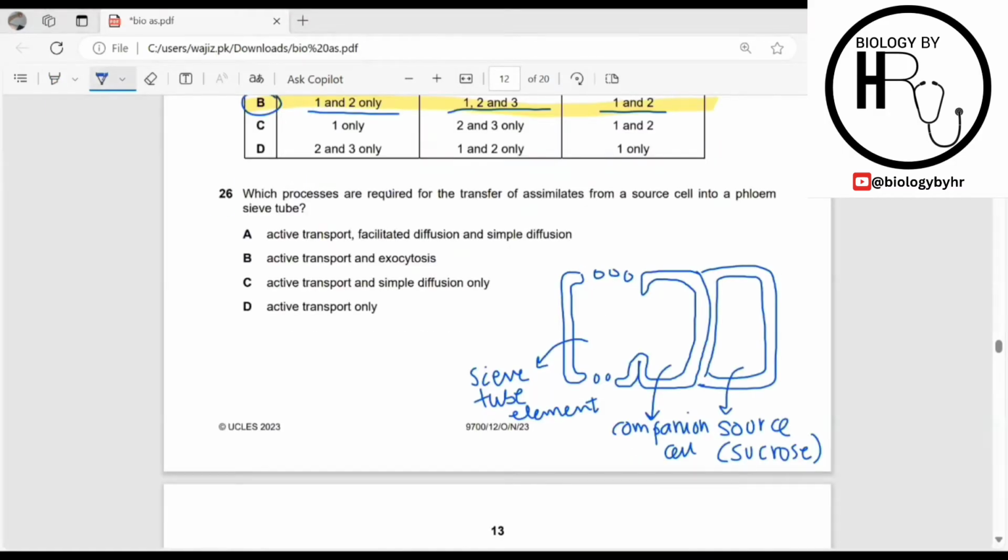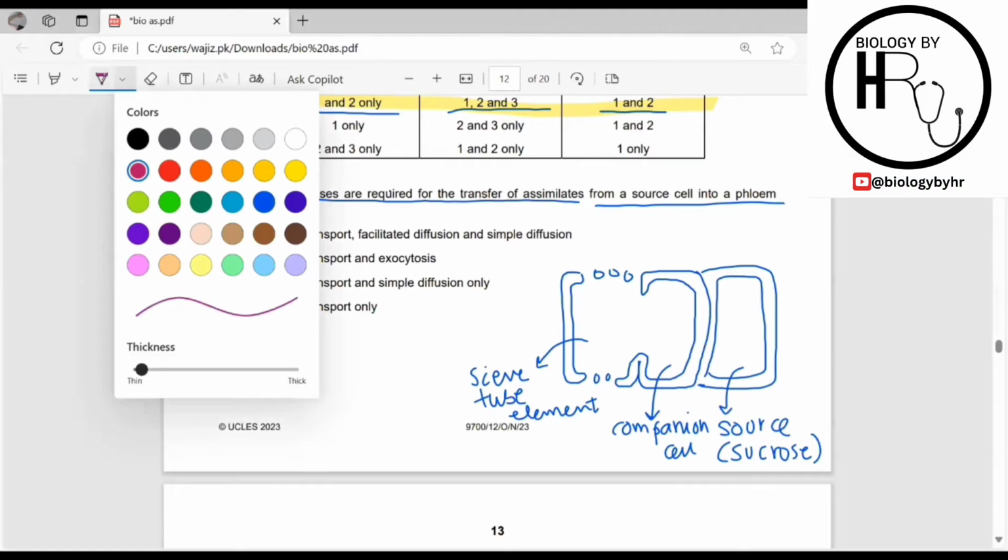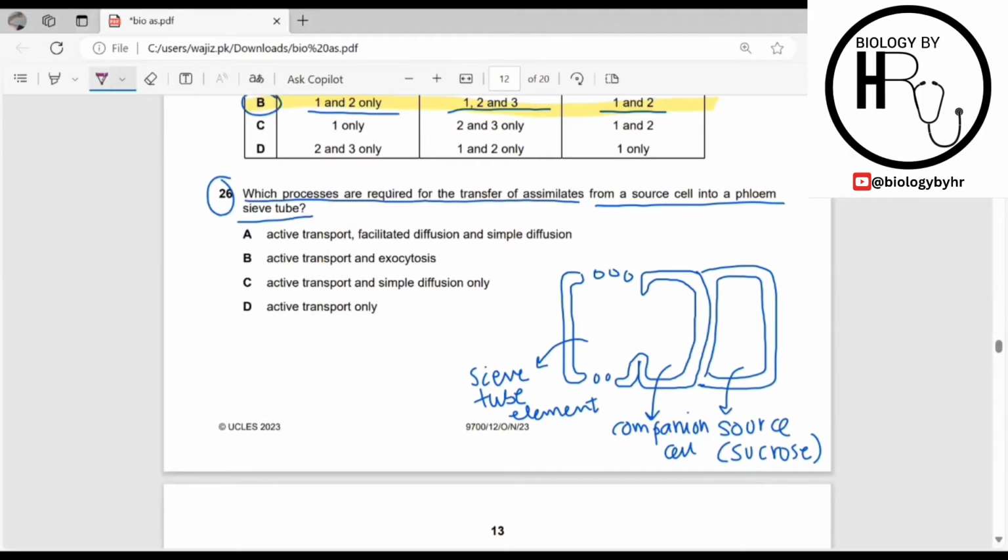Question number 26 says which processes are required for the transfer of assimilates from the source cell into the phloem sieve tube. In order to understand this question, first of all we are going to understand the process in which there is the loading of sucrose into the phloem sieve tube elements. First of all, the companion cells use ATP to pump hydrogen ions from the companion cells into the cell wall, right? So the hydrogen ion concentration increases inside the cell wall. The process through which the companion cells transport the hydrogen ions into the cell wall is active transport.